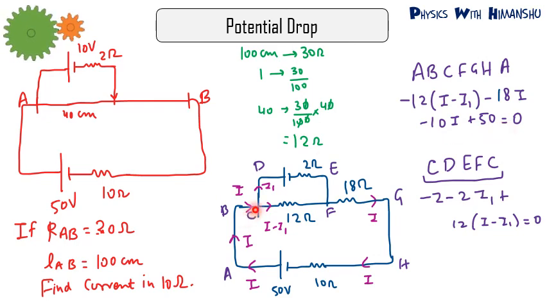Another loop that we'll take is C, D, E, F, C. From C to D, we have nothing. From D to E, we will write minus 2I1 because current in this 2 ohm is I1. And for this 12 ohm, we'll write plus 12(I minus I1) equal to 0 because we are going from F to C and current is coming from C to F. So solving these two equations, you will get value of I and I1.